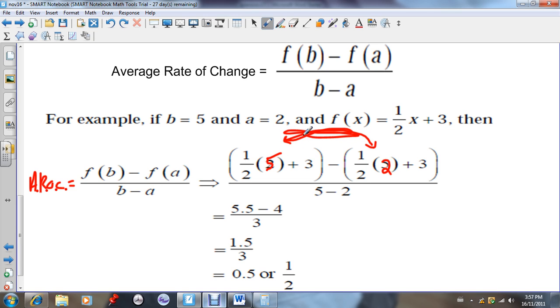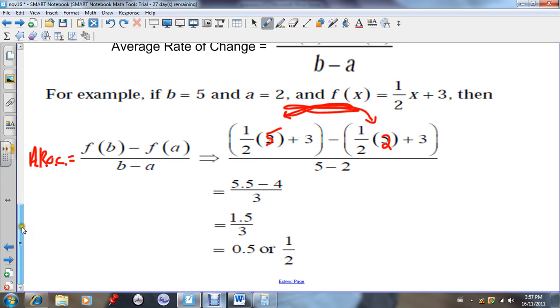So, 1/2 of 5, which is b, plus 3, minus 1/2 of 2 plus 3. This is the value of your function at point b. This is the value of your function at point a. All over b minus a, which is 5 minus 2. Work this side out. You get 1/2 of 5 is 2.5, plus 3 is 5.5, minus 1/2 of 2 is 1, 1 plus 3 is 4, all over 5 minus 2 is 3. Work that out. You get 1.5 over 3. You end up with 0.5 or 1/2.